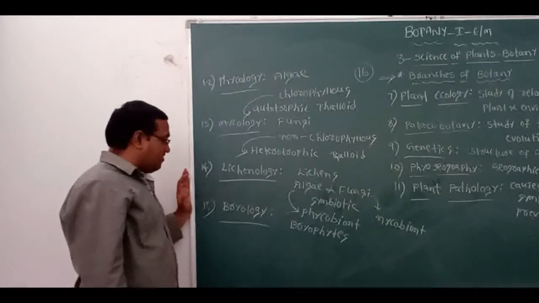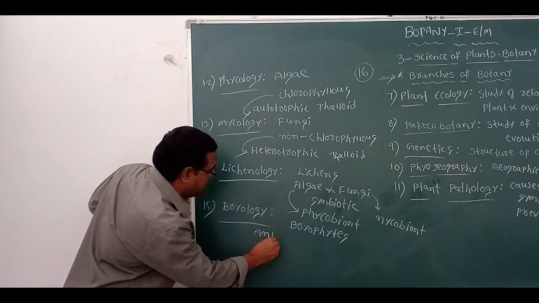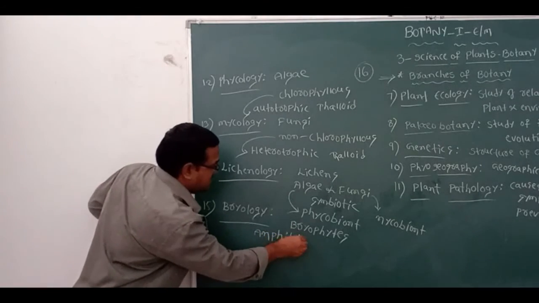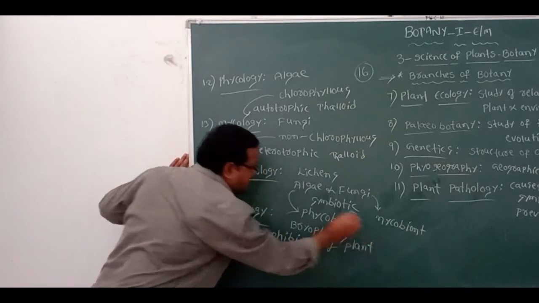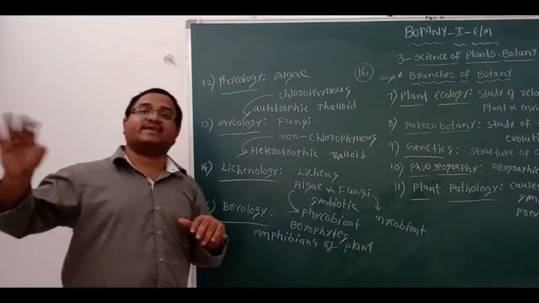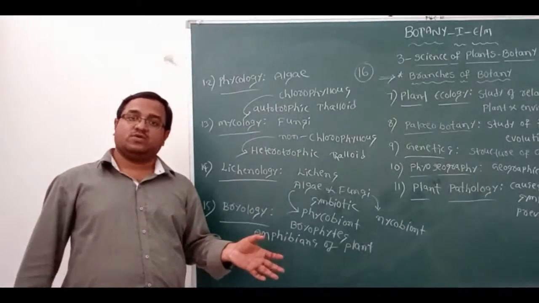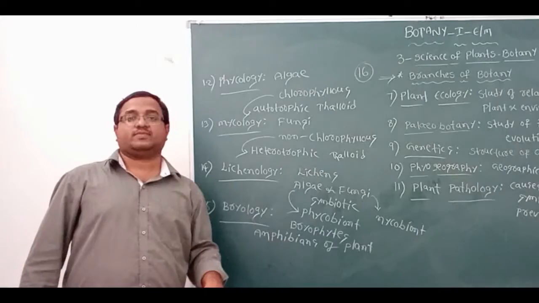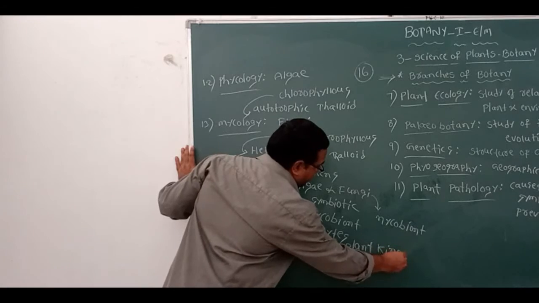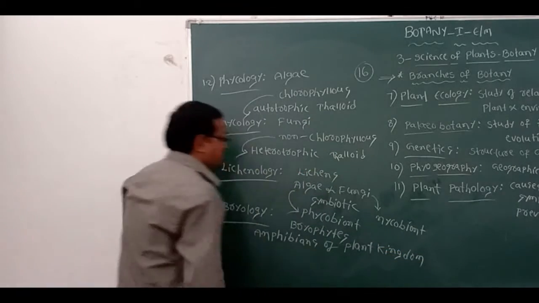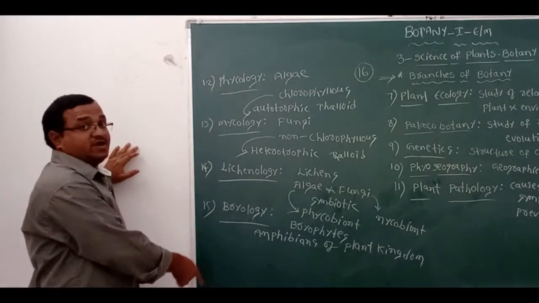So, these bryophytes are called amphibians of plant kingdom. Amphibians means, for example, frog. Frog can live both in water and on land. Likewise these bryophytes can grow on land and they can grow in water as well. So these are called amphibians of plant kingdom. This is bryology, about bryophytes.